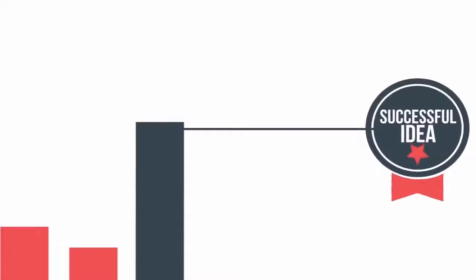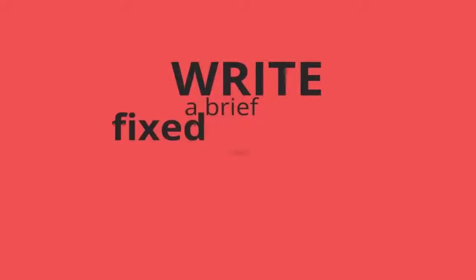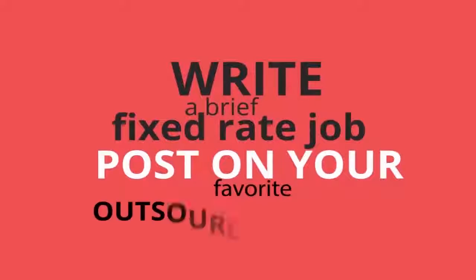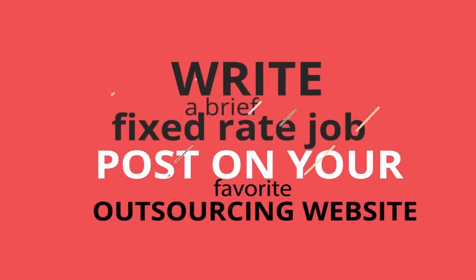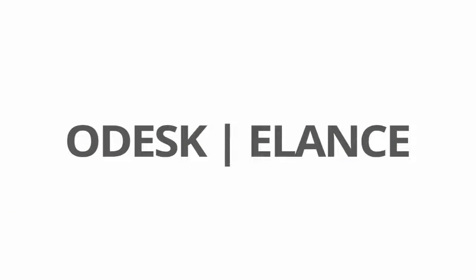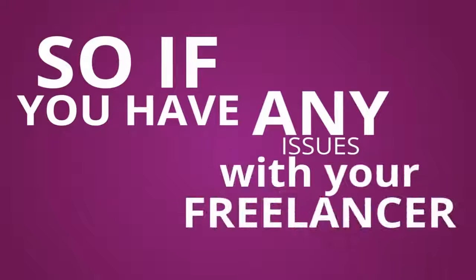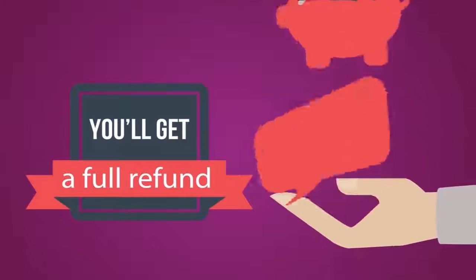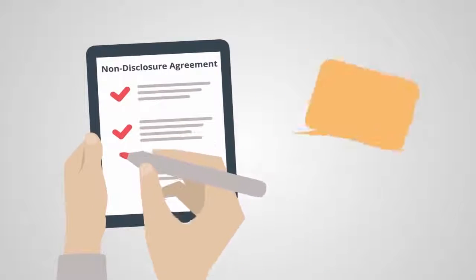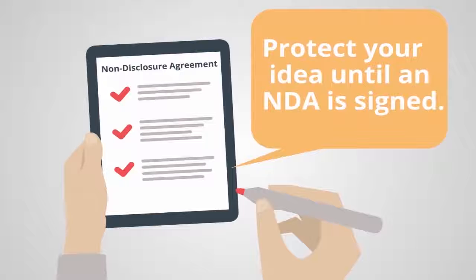Make sure your ideas align with what is successful. Once you have your app idea ready to go, write a brief fixed-rate job post on your favorite outsourcing website. I recommend Odesk or Elance due to the ease of use, and both have a money-back guarantee, so if you have any issues with your freelancer, you will get a full refund, no questions asked.